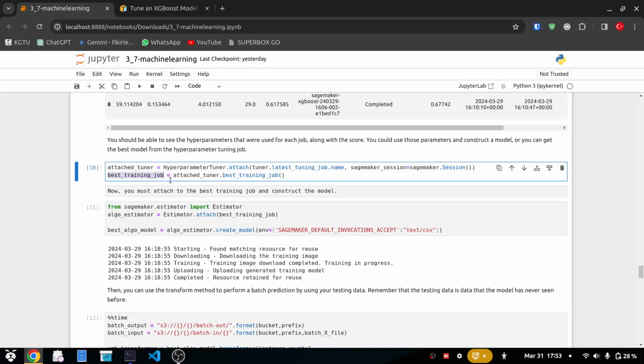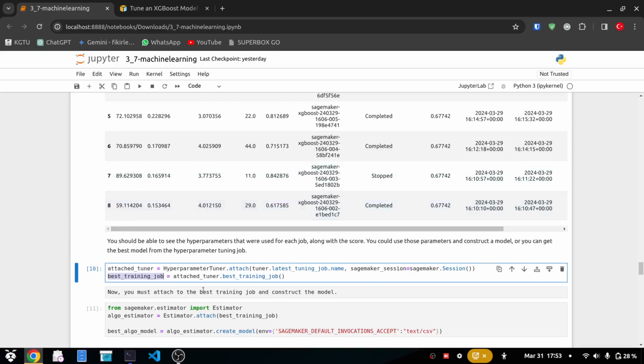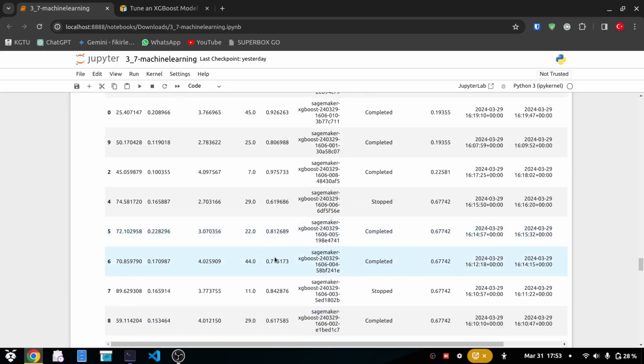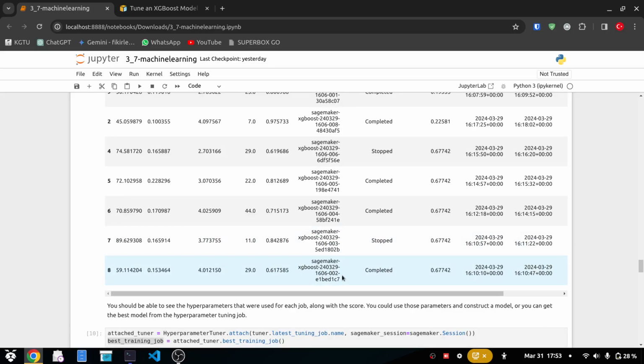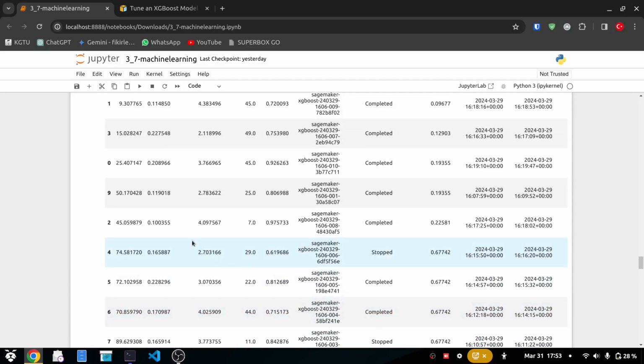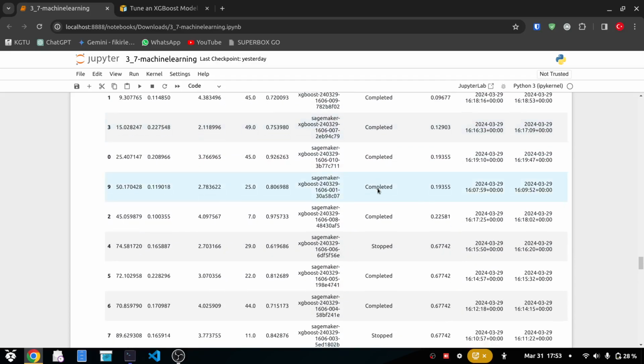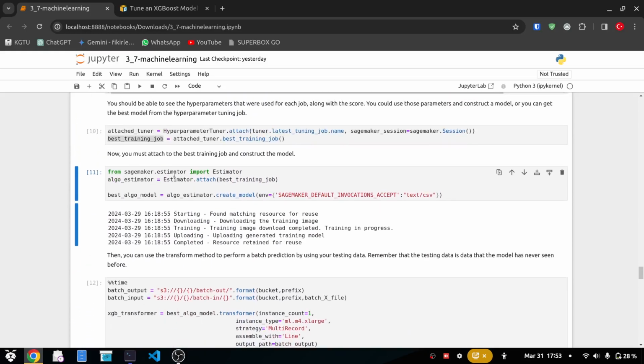the best training job was the latest one, I guess. And well, actually this one performed better, I guess. I don't know why it says the latest tuning job, but from SageMaker estimator you're importing the estimator, and we are attaching the best training job. That way we have a trained model in here, and we are constructing a model.